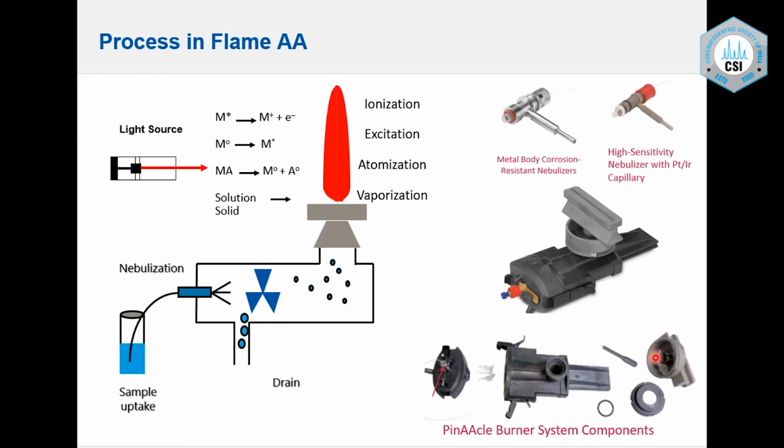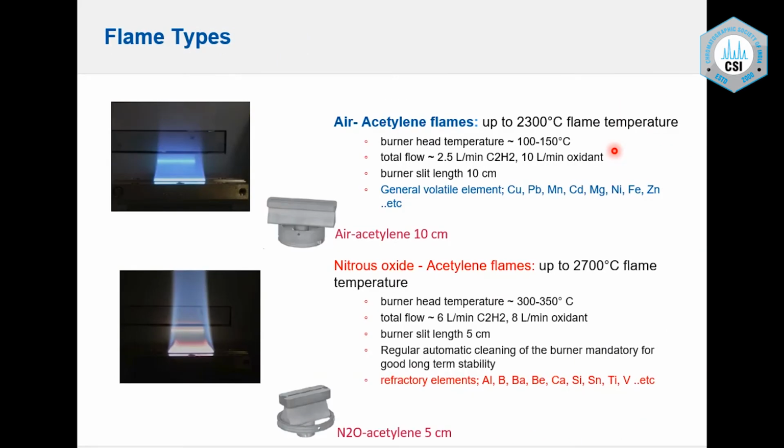Different types of nebulizers are available according to your sample. If samples are more acidic and may contain hydrofluoric acid, then you have to use an HF resistant nebulizer like this. The capillary is Teflon. If you do not have hydrofluoric acid and want more sensitivity, then a high sensitivity plastic nebulizer with platinum iridium is available. Many types of nebulizers are available from all manufacturers. You can use them as per your samples and your analysis.